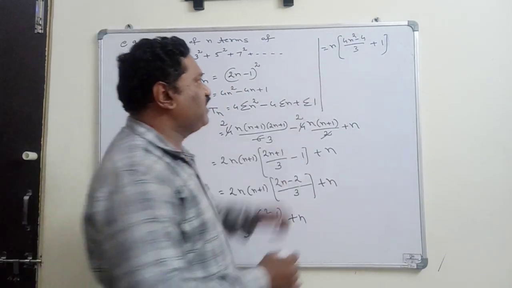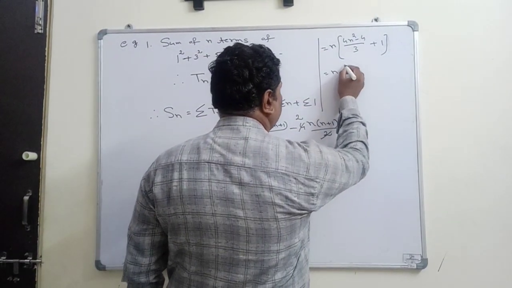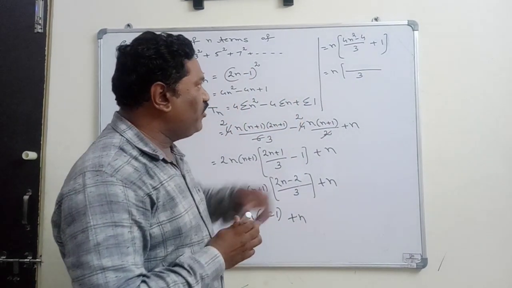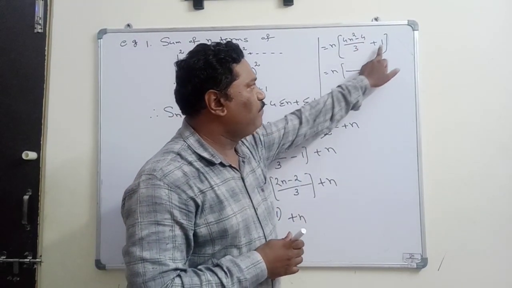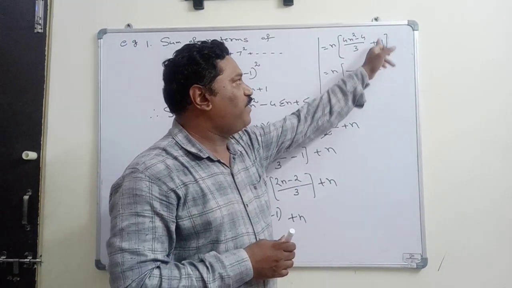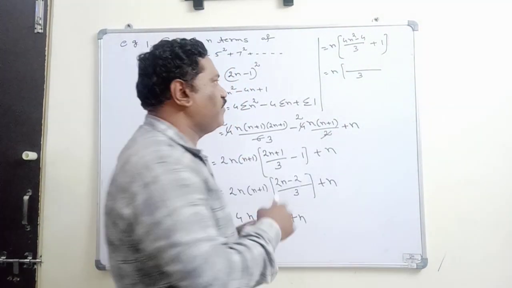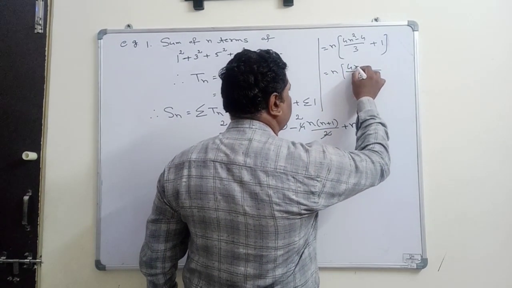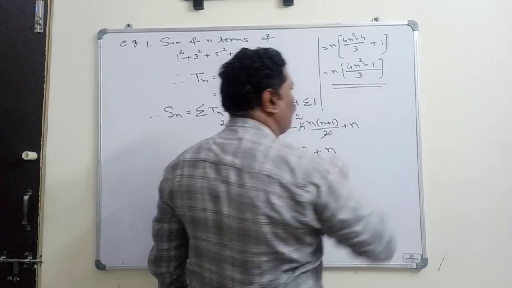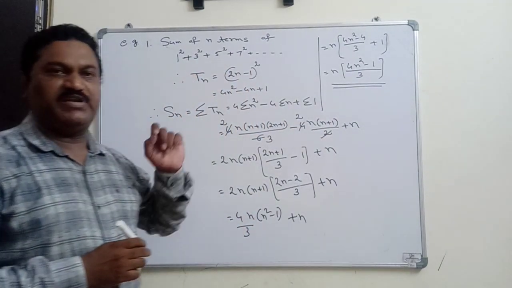Now again if we take the LCM, this is n times, here LCM is 3, then in the numerator we are going to get 4n square minus 4 plus 3. This 3 goes to there. 4n square minus 4 plus 3, that is 4n square minus 1. So this is going to represent the sum of the n terms of that given series.